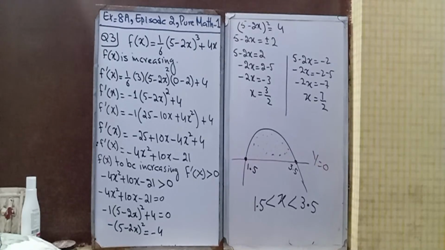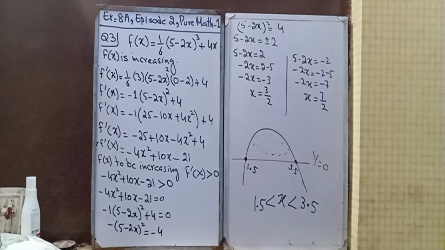This is exercise 8A, the second episode. This video is the second episode on this exercise, and this is question number 3. So this is how you will exactly find the values of x. And the range of the values of x is greater than 1.5, less than 3.5. I hope you understand this.